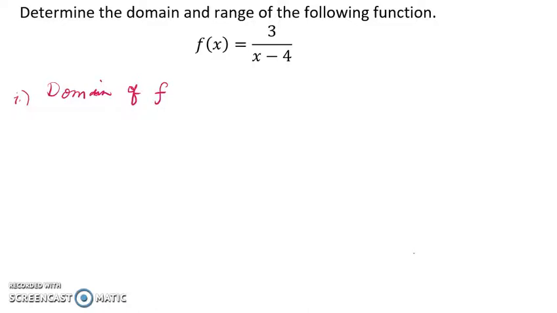For our next example, we determine here the domain and the range of this type of function. f of x is equal to 3 over x minus 4. So this function here, f, is a rational function.